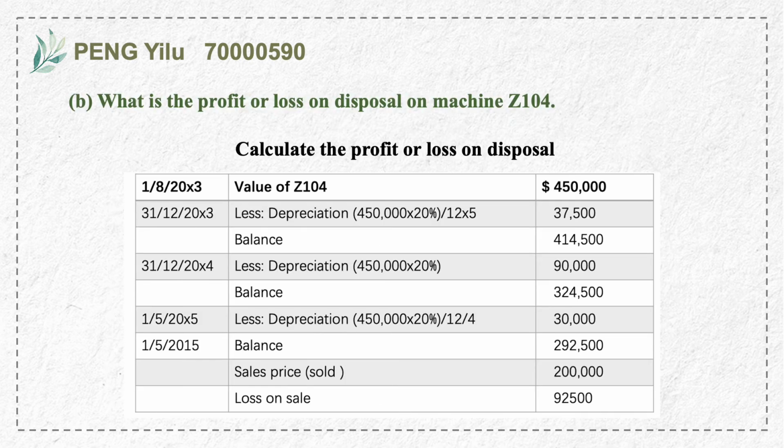This is question B. What is the profit or loss on disposal on machine Z104? We should calculate the profit or loss on disposal. First, we should write down the 1st August 2000 X3 year. We bought a machine worth 450,000. Then we should minus the depreciation on 31st December 2000 X3 year. It costs 37,500.